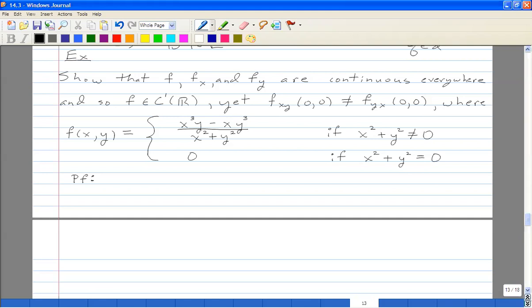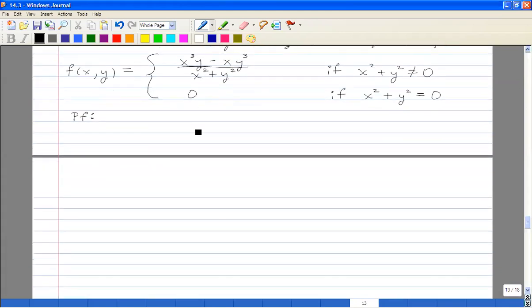Okay. So first off, well, this function here is a polynomial. So it's a rational function. So it'll be continuous everywhere except possibly where you divide by 0. And so I really have to only show that this is continuous at the origin. Okay, so f is continuous everywhere except possibly at the origin.